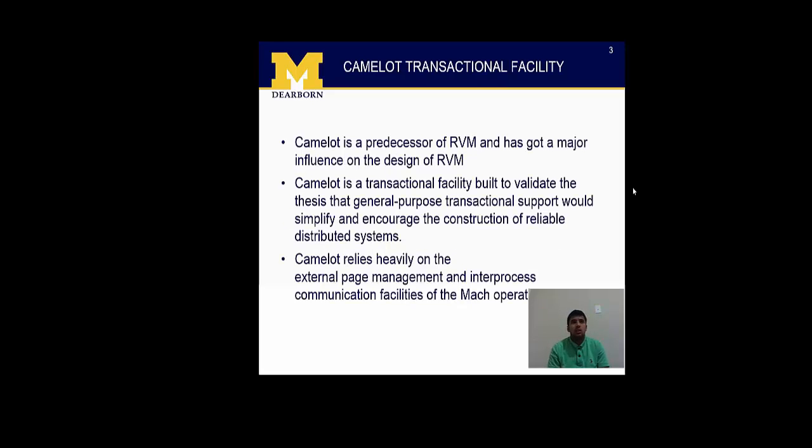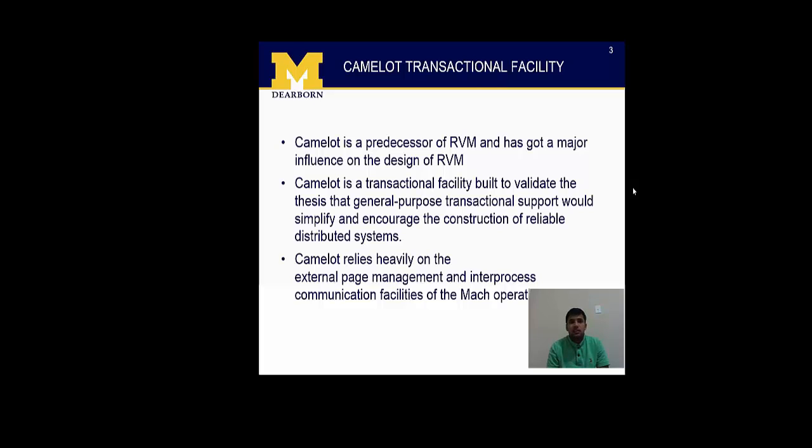Now, there were a lot of transactional facilities that were implemented prior to the RVM, out of which CAMELOT is one such facility. The CAMELOT transactional facility has had a major influence on the design of RVM. RVM was basically designed in a way such that it overcame the limitations caused by CAMELOT. So before I go further, let me first tell you the influence CAMELOT has had on the design of recoverable virtual memory.